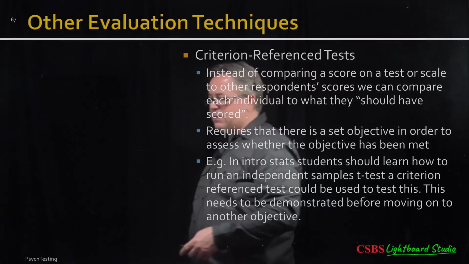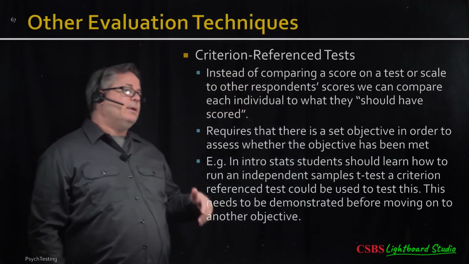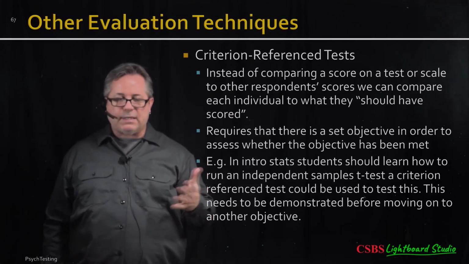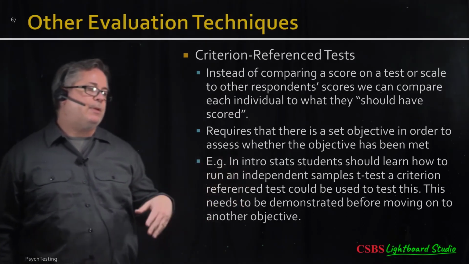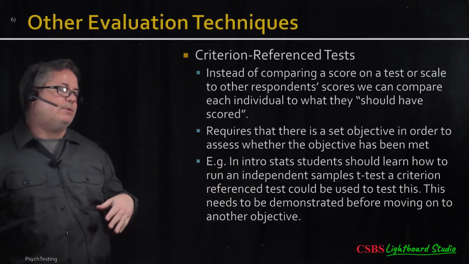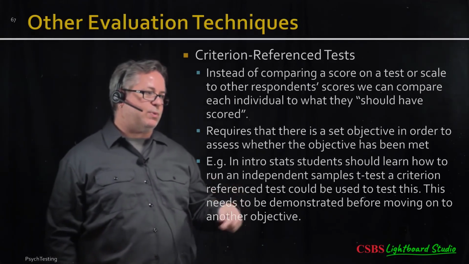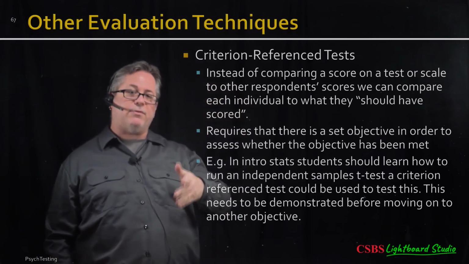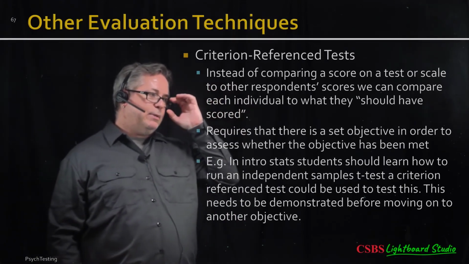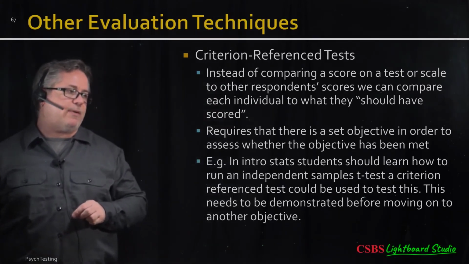The last part of this: we talked about criterion reference tests, like a test in PsychTesting or social psychology or whatever. You're trying to look at a specific criteria, like how much people know that material. Instead of comparing a score on a test or scale to other respondent scores, we can have some specific cutoff that people should score in order to pass. It requires that there's a set objective in order to assess whether the objective has been met.